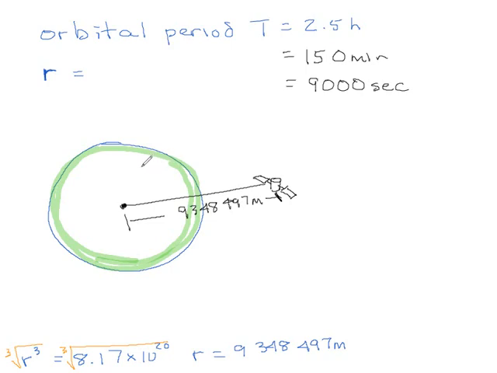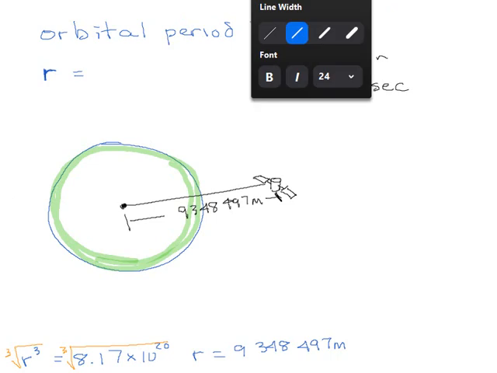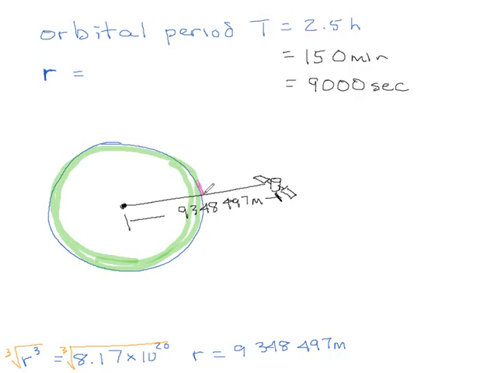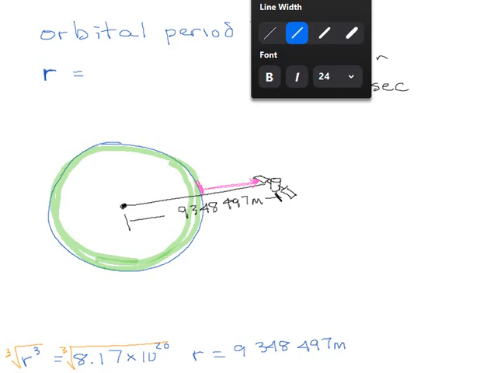But the original question asked for the altitude, and altitude is not from center to center, it's how far you are above the ground. It's just this. This is the dirt, this is where we're standing, give or take. And we just want that distance. We don't want to count the distance from the center of the Earth up to here, so we have to take that part off.